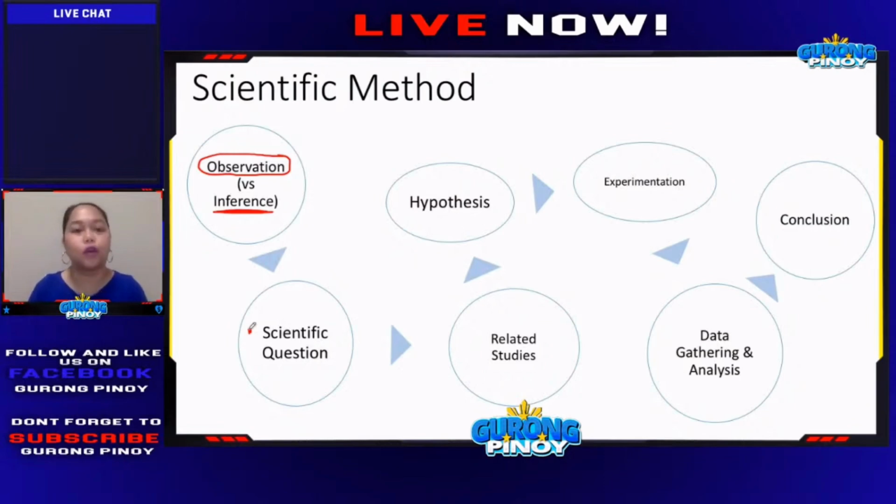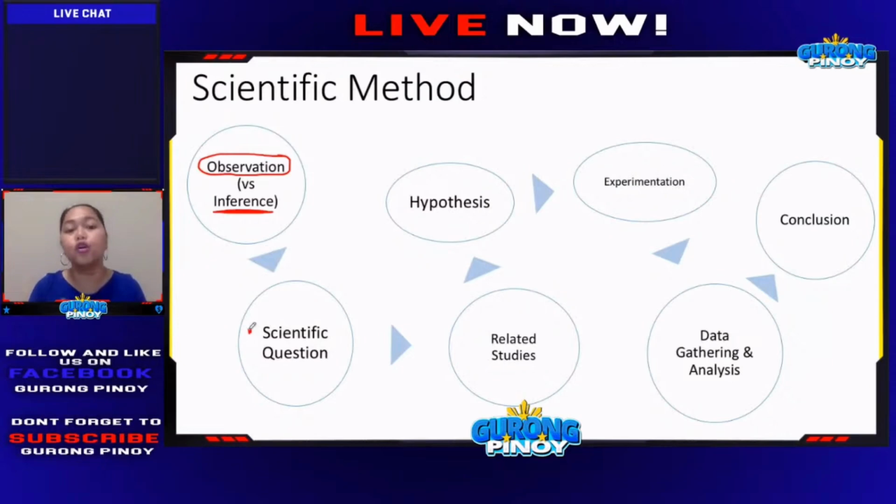So if your boyfriend or your girlfriend would ask you, do you love me? That is not a scientific question because you don't need experimentation for you to be able to answer it truthfully, or maybe answer it as charing lang. So it's not a scientific question. A scientific question is a question that requires experimentation for it to be answered.